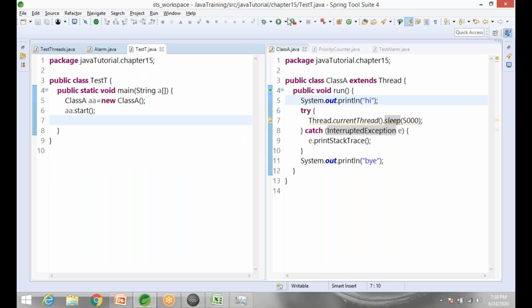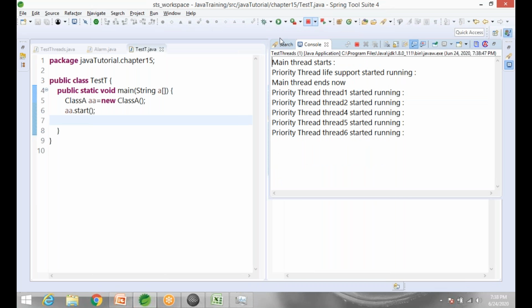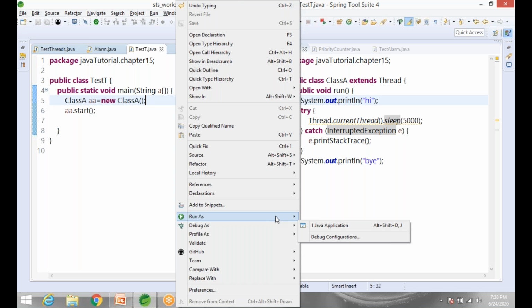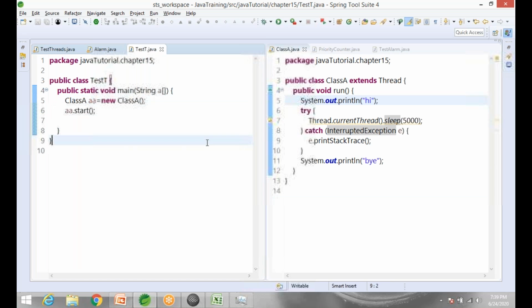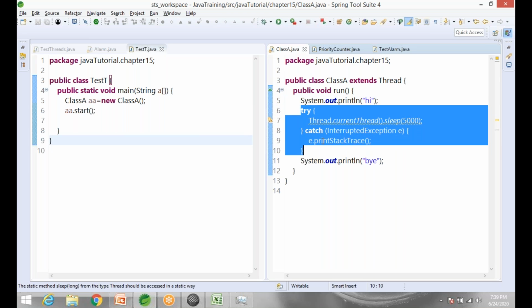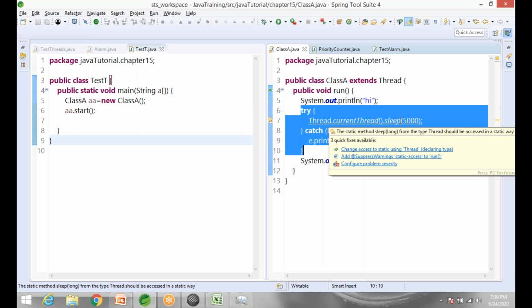Okay, I'll start class A, and you will see that there is a small waiting period of 5 seconds. It prints hi, it is waiting 5 seconds, then prints bye. Okay, between hi and bye there was a 5 second gap. So that is what we call timed waiting. You wait for 5 seconds and then you move on.